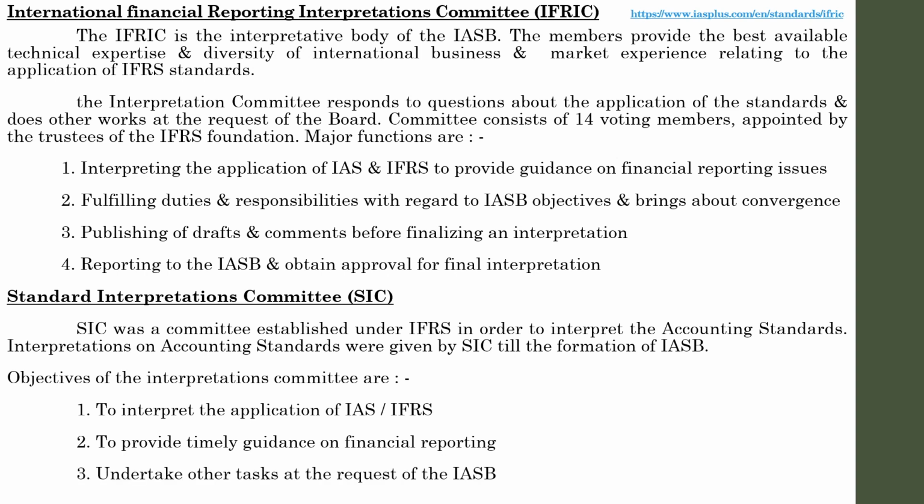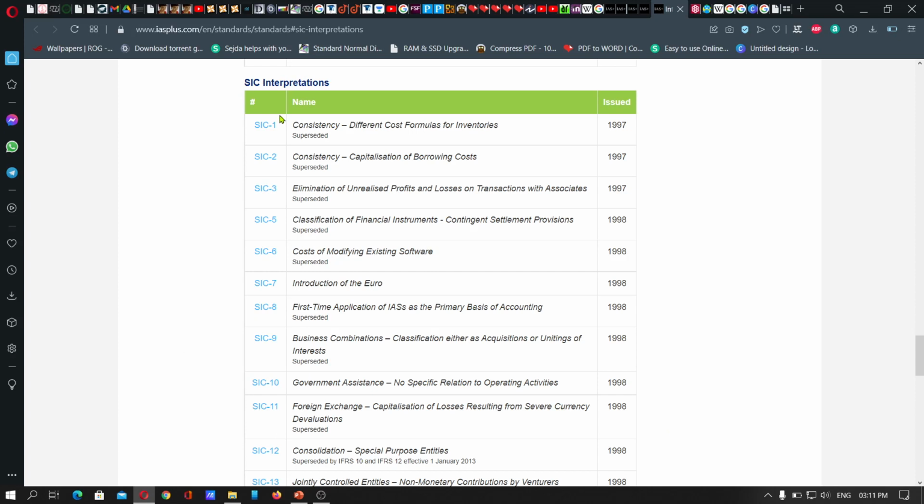And not only that, it also undertakes other tasks at the request of IASB. IASB might need many other kinds of assistance, and whenever IASB wants some sort of assistance, SIC will provide it. So those are the main objectives of SIC, and these are the main components that come under IFRS. So go through all these components. Before we wind up, let us go through some of the SICs. So these are some of the main SICs implemented until now.